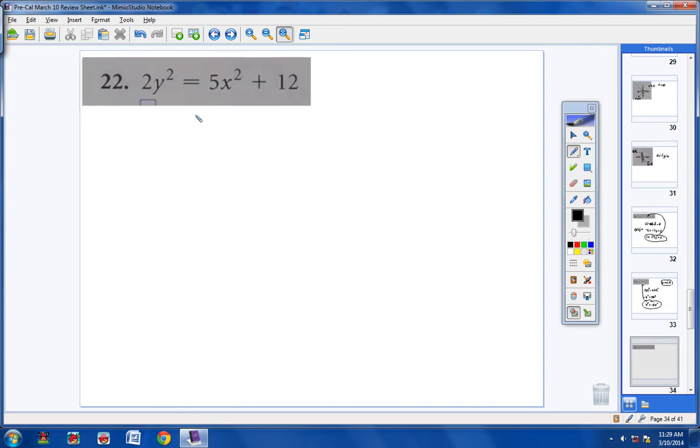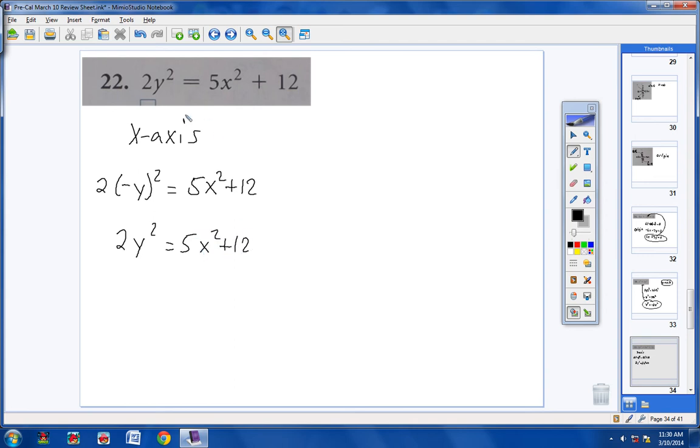All right, take a look at number 22 real quick and we'll be just about finished with this part here, and then we'll have about 6 or 7 problems left. All right, here we go. Let's check for x-axis symmetry. Everywhere there's a y, I'm going to substitute a -y. -y squared is y squared times 2 is 2y squared. So it does come out to the exact problem, so that's good.